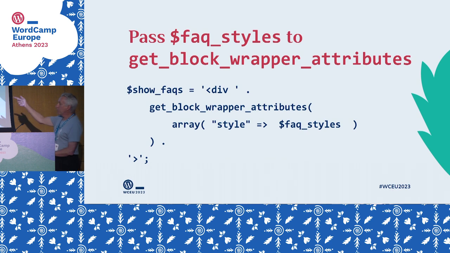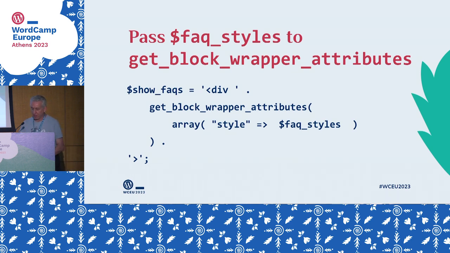So this once again puts the CSS variable and makes it available just to that div. And because we've already changed the style.css, any change you make in the editor to the text color of the question will now show up in the front end as well. Everyone getting that?